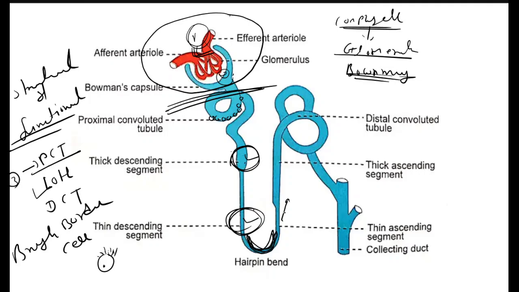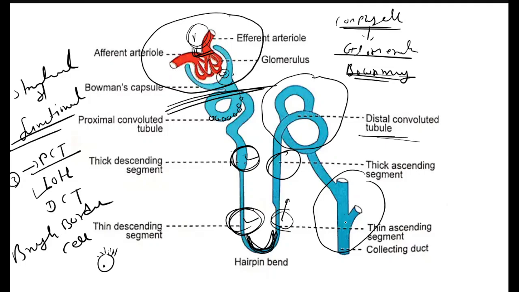That is why the ascending limb is also divided into two parts. First is the thin ascending segment, which has a smaller diameter, hence thin ascending. Then the thick ascending segment. This ascending segment continues as the distal convoluted tubule. This is the third portion of the tubular area, the distal convoluted tubule. And this distal convoluted tubule ends into the collecting duct. So this is the collecting duct.